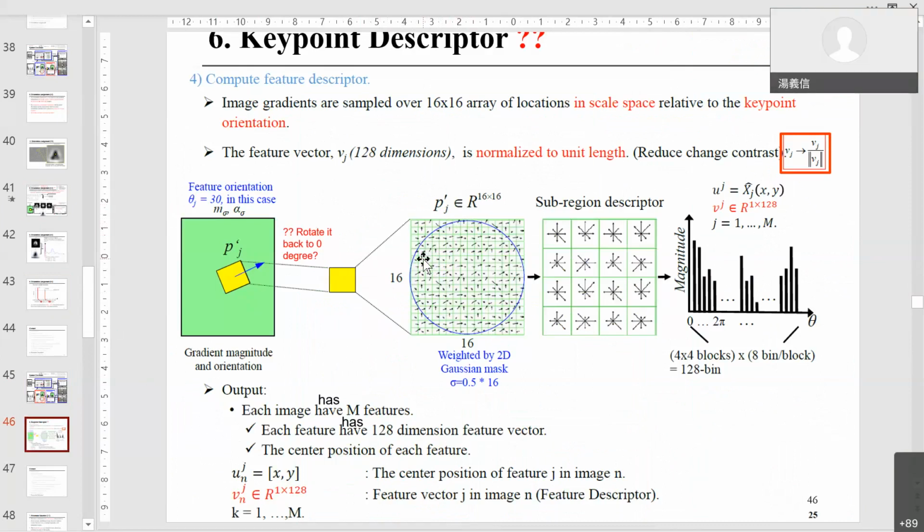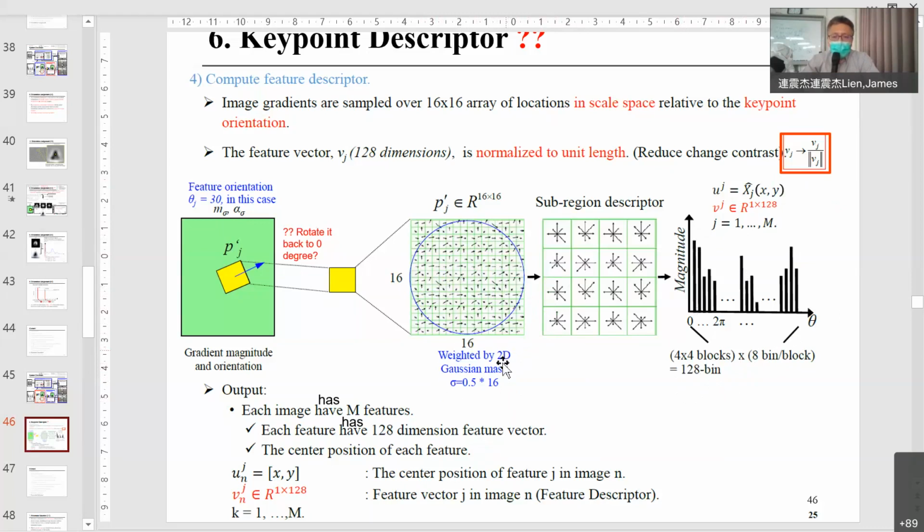If I use 16 by 16 instead of 19 by 19, it is more consistent, because the other looks odd. Here we want 16 by 16 because the final descriptor they want is 128 bits. They designed it this way. So here they do 16 by 16.